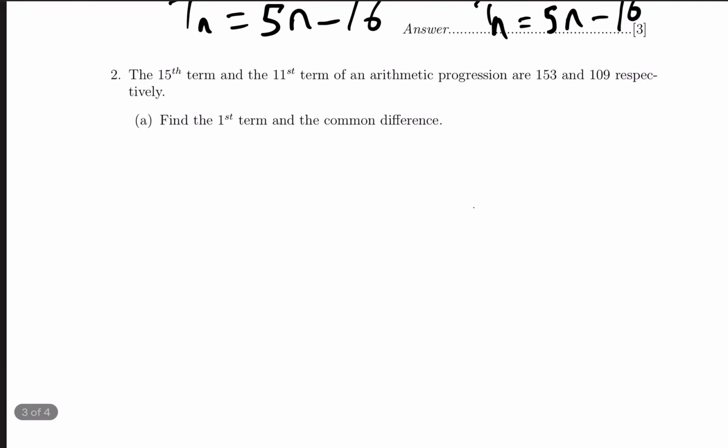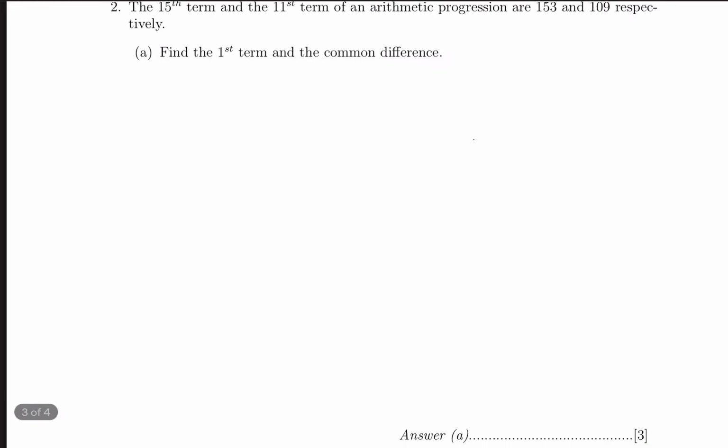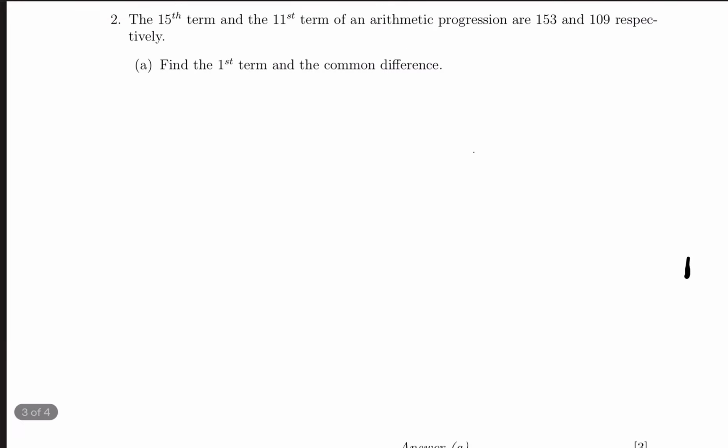This one is a little bit tricky. It's a word problem, but it's fine. We're going to use the concept that we know already. The question says the 15th term and the 11th term of an arithmetic progression are 153 and 109 respectively. Find the first term and the common difference. This one is a little bit simplified for us because they have already told us that this is an arithmetic progression.